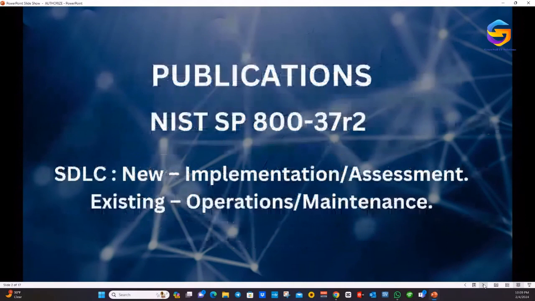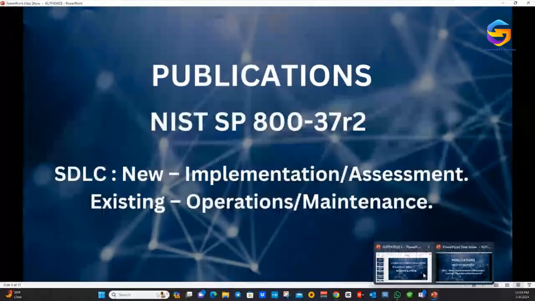Now, again, as usual, the publication is going to be NIST SP 800-37 Revision 2, and the SDLC phase is implementation/assessment. This is very important. In order to pass the exams, you have to know the SDLC phase associated with each of the steps. It's a must know. So please take note of this, it's very, very important.